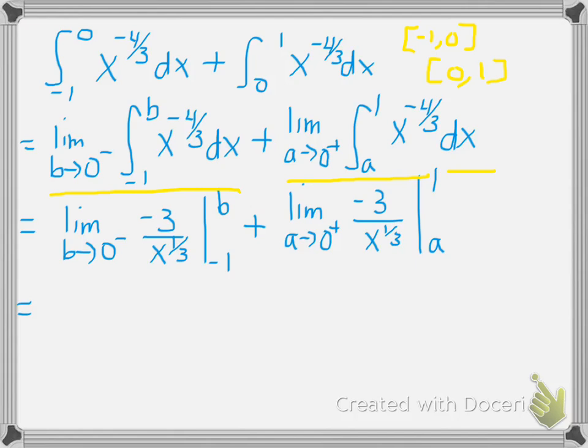And so now this equals the limit as b approaches 0 from the left of -3 over x to the 1/3, evaluated from -1 to b, plus the limit as a approaches 0 from the right of -3 over x to the 1/3, evaluated from a to 1.